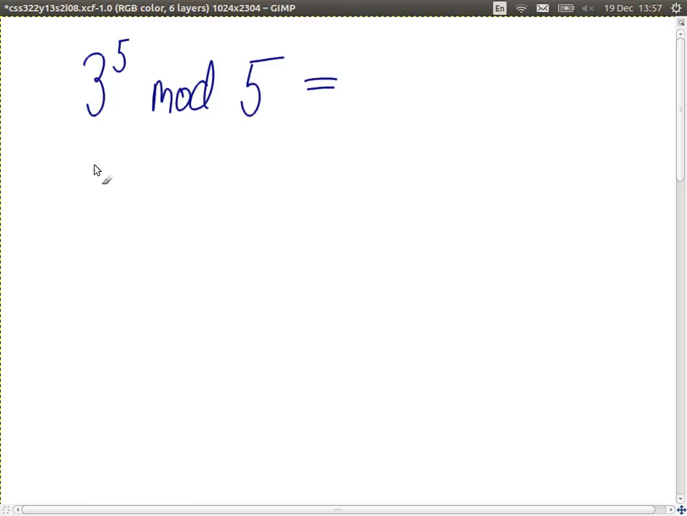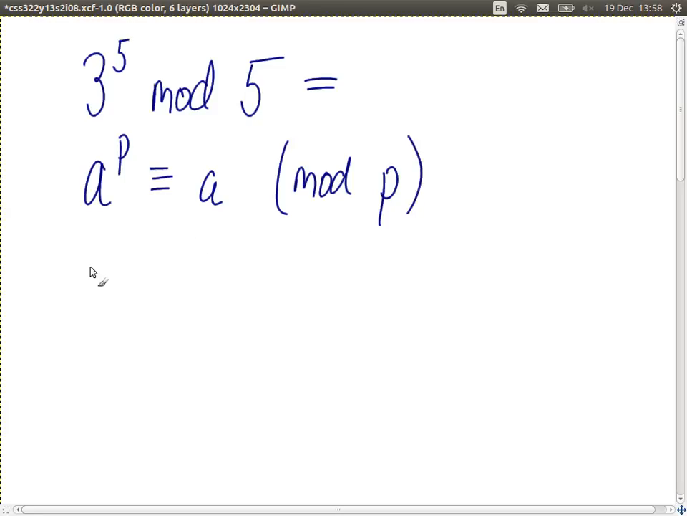So, in our case, the general form is A to the power of P mod P equals A, assuming P is prime. Well, we have P equal to 5. It's a prime number. A is 3. So it fits the form of Fermat's theorem, which means A to the power of P is the same as A when we mod by P. 3 to the power of 5 when we mod by 5 is the same as 3.